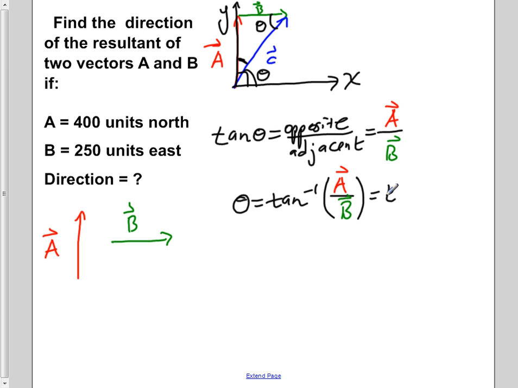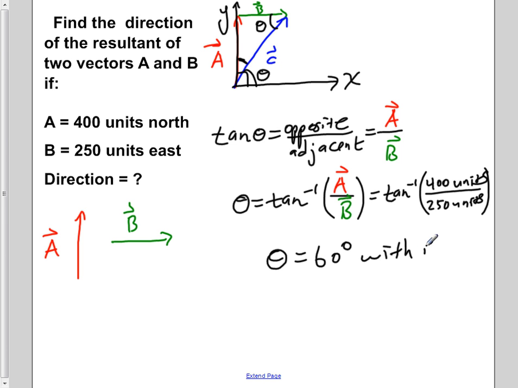We now plug in our values. So tan inverse of 400 units over 250 units. If we now evaluate this out, this will give us roughly 60 degrees with respect to the x-axis.